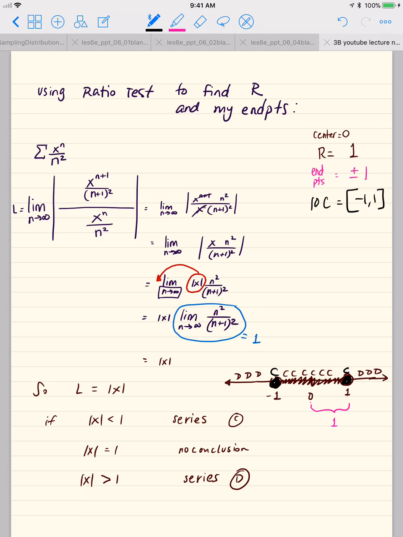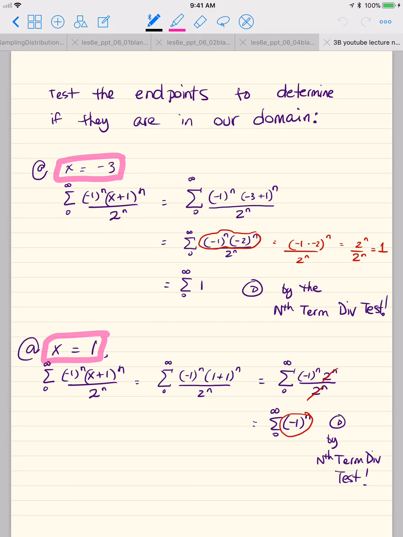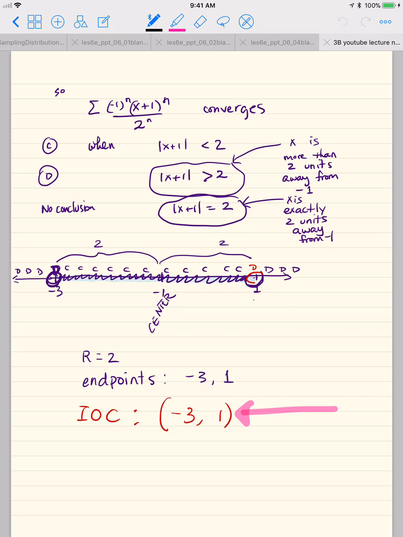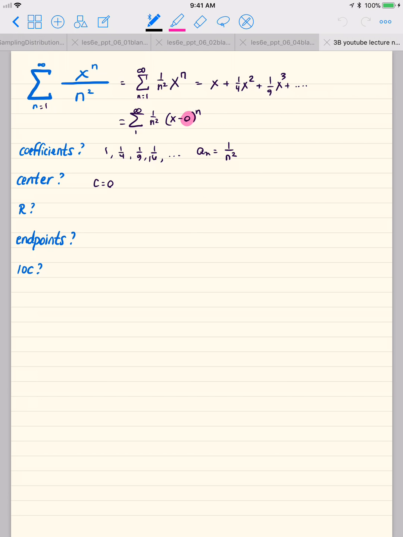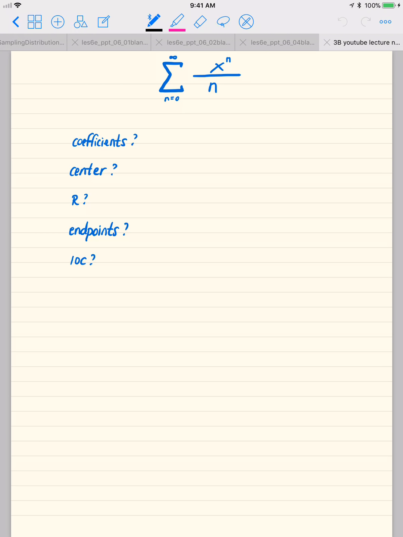So already we can tell that sometimes when you check the endpoints, the endpoints are included, right? Sometimes when you check the endpoints, they aren't included, right? And we're going to have a few more examples where we see other versions of what can happen.